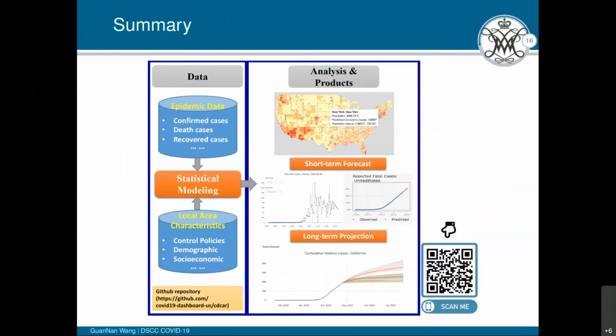Finally, we integrate the clean epidemic data with other county-level characteristics, and the integrated data are openly available through this GitHub repository. Based on our STEM model, we can also establish a dashboard, as I said before. So we have the short-term prediction and the long-term prediction, as well as a lot of statistical insights. If you are interested in our product, please scan this QR code to access it.